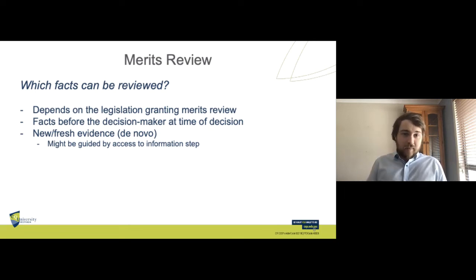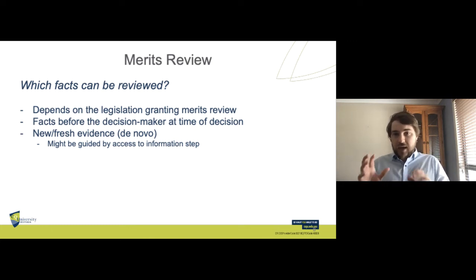Now, if you think about access to information, which we talked about last week, accessing reasons for decision, but especially accessing government documents via freedom of information, that could be a really useful way of finding fresh information that you could then use in a de novo hearing. So you can see already how we're starting to layer these weeks on top of one another.